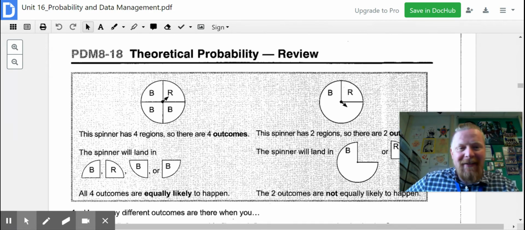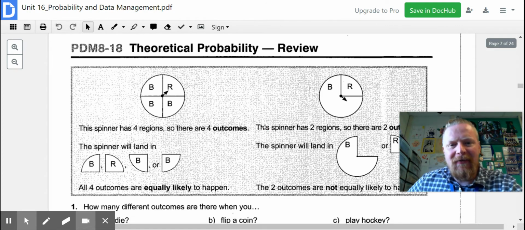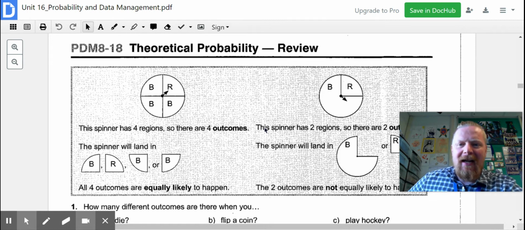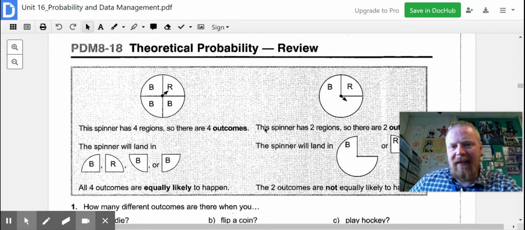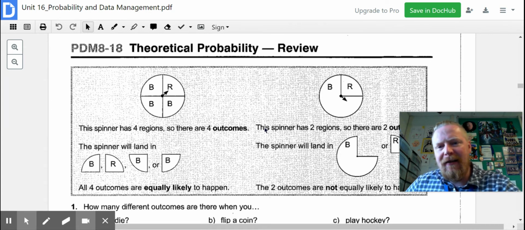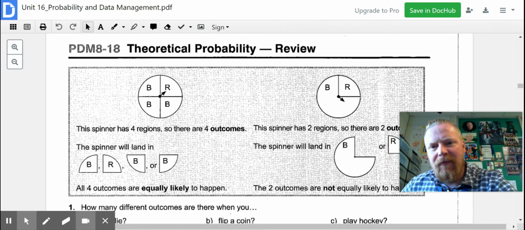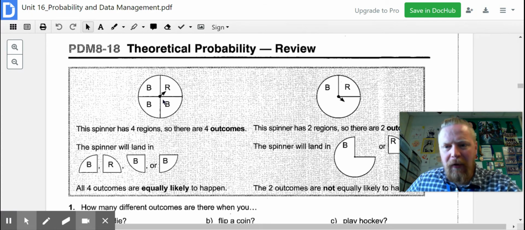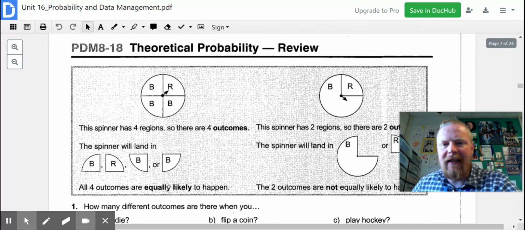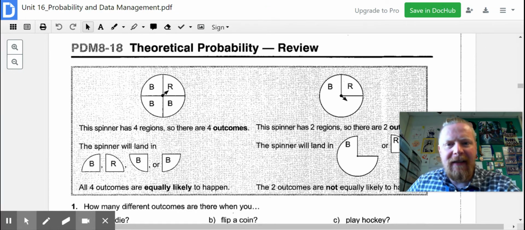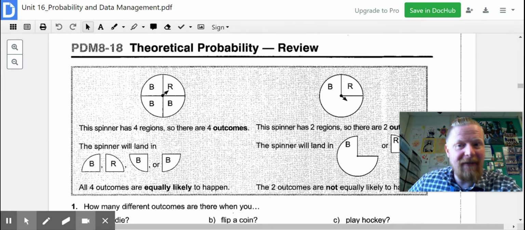This is on page 197 of your Jump Math workbook. So let's take a look at this first gray box here. This spinner has 4 regions, so there are 4 outcomes. An outcome is simply a possible chance. The spinner will land in either B, R, B, or B. There's 4 different outcomes, and all 4 outcomes are equally likely to happen. And they are equally likely to happen because, ding, ding, ding, you guessed it, they're all the same size. The angle for each arc is the exact same.